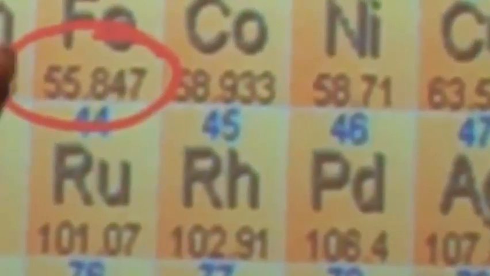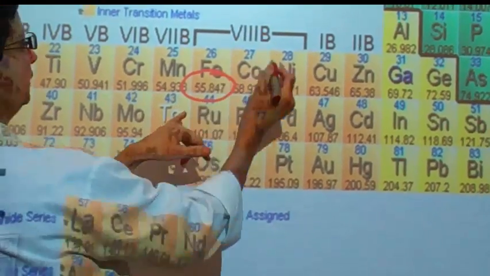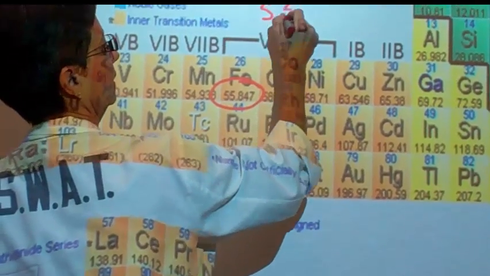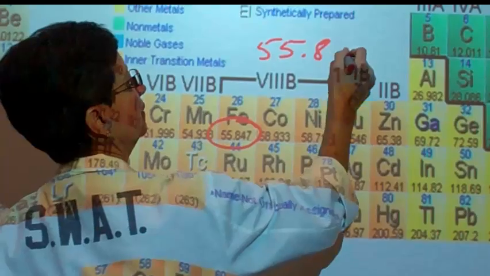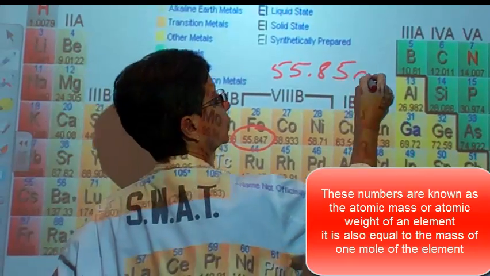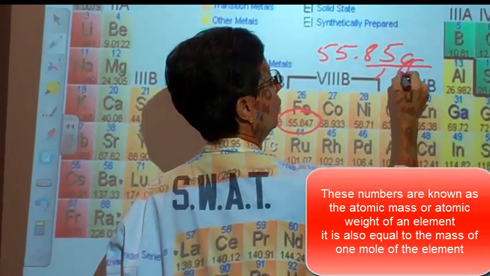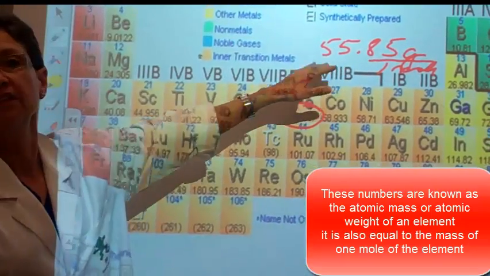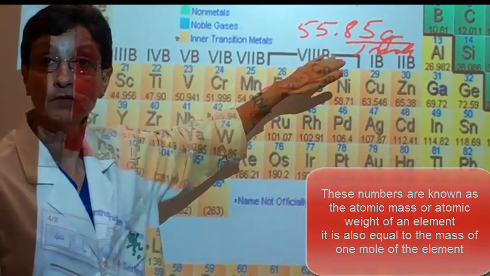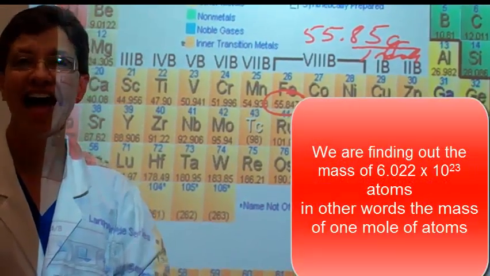For our purposes, we are going to round everything to 4 significant digits. So 55.847 rounds to 55.85. And this number is in grams. It is the number of grams in 1 mole. So in 1 mole of iron, it's 55.85. What does it mean? That in that number of grams, there are 6.022 times 10 to the 23rd atoms.